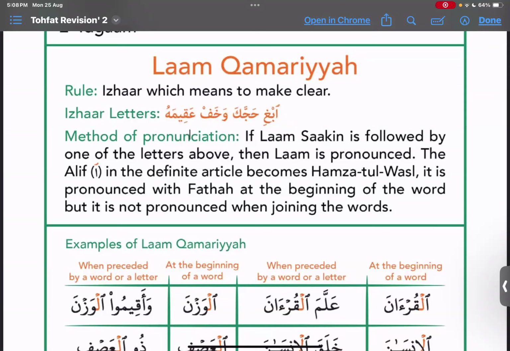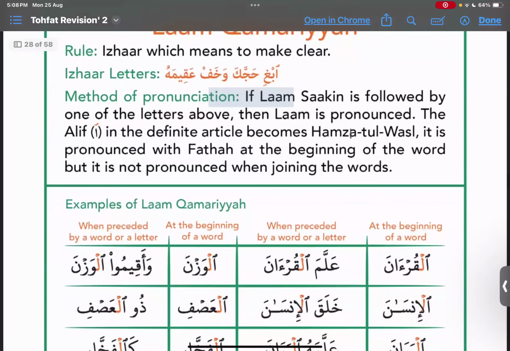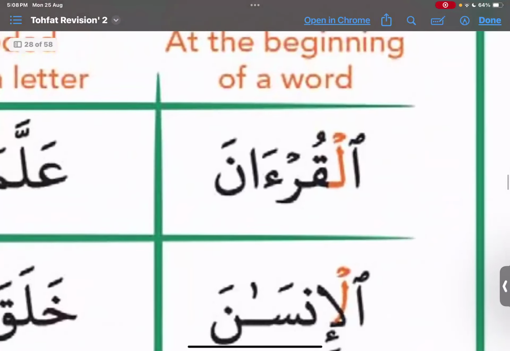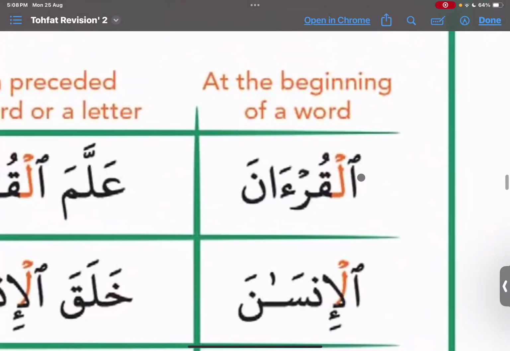If the lam comes before any of these letters, we pronounce it nice and clear. The alif of the definite article becomes a hamzatul wasl, a connecting alif, and is pronounced with a fatha at the beginning of a word, but not pronounced when joining the words. I'll give you some examples. Over here, I have the al, alif lam, so I know it's a definite article, followed by a qaf. Qaf is one of my letters of Qamariya, one of my letters of Izhar. So I'm going to pronounce this lam nice and clear.